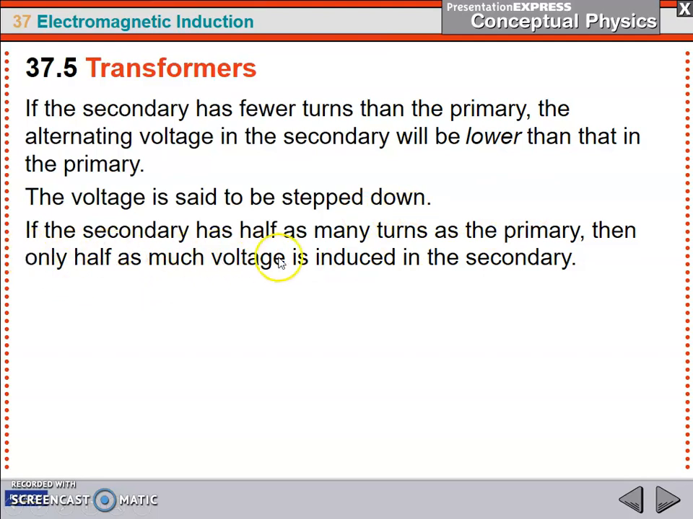For example, if the secondary has half as many turns as the primary, then only half as much voltage is induced in the secondary. So the phrase "step down" is what we call transformers in the real world. If the output voltage is lower, we call it a step down transformer. If the output voltage is higher, we call it a step up transformer.